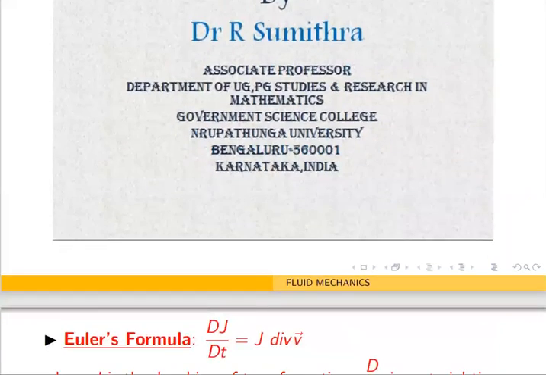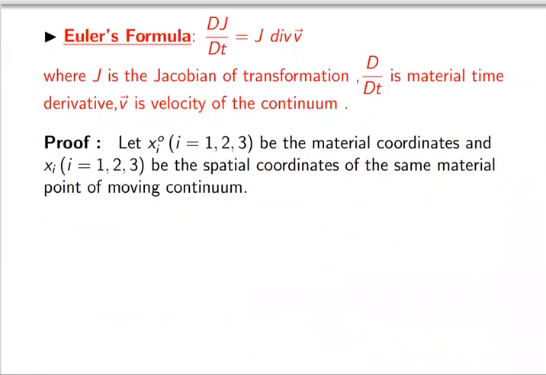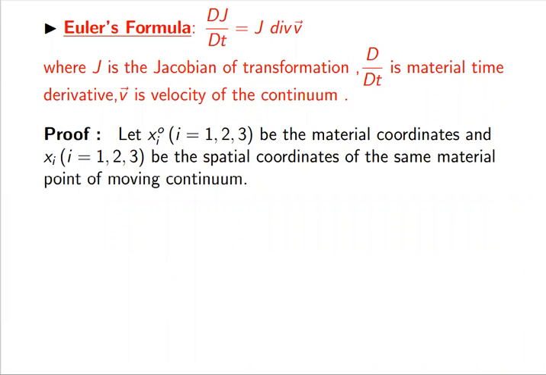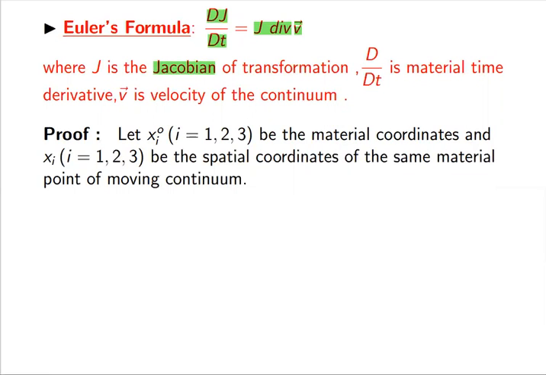Let us see what is the statement of Euler's formula. It states that dJ/dt is equal to J times the divergence of the vector v. Here J denotes the Jacobian of the transformation or the motion of the continuum. D/dt denotes the material time derivative, and the vector v denotes the velocity of the continuum. We have to derive this: dJ/dt equals J into divergence of the velocity v.